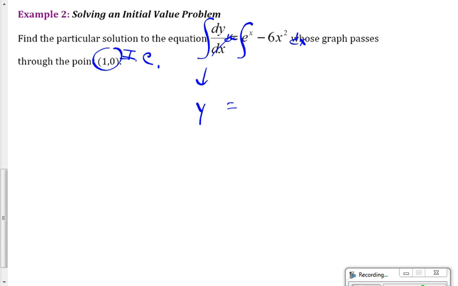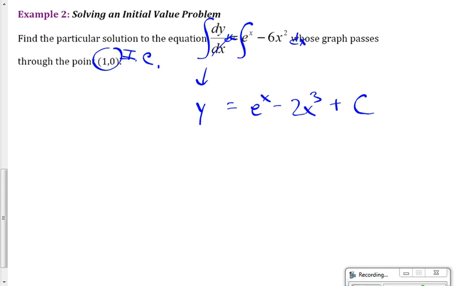Integral of e to the x is e to the x. Integral of 6x squared is 2x cubed, right? 6x cubed over 3, plus constant of integration. That's a c. I should make that look like a c, not an e. It's a c.